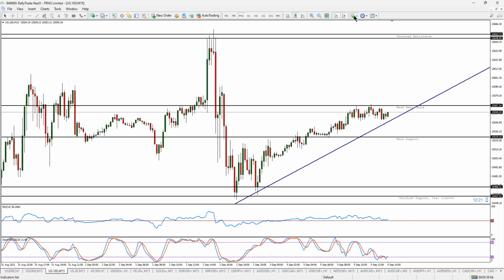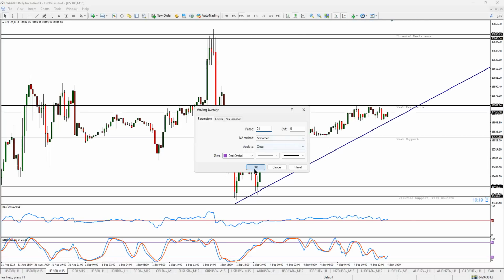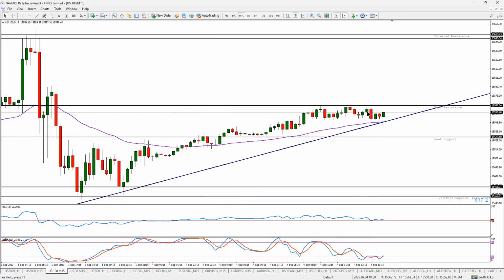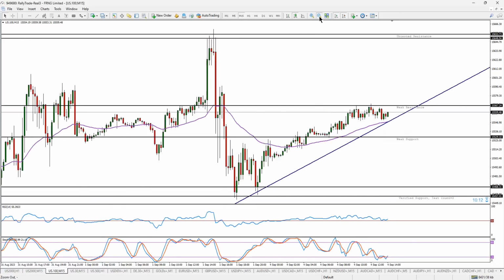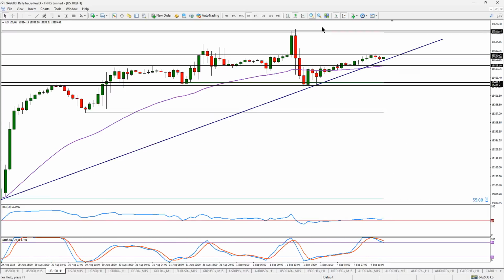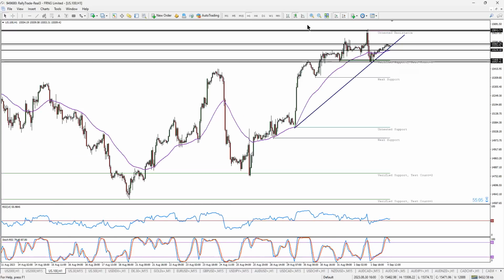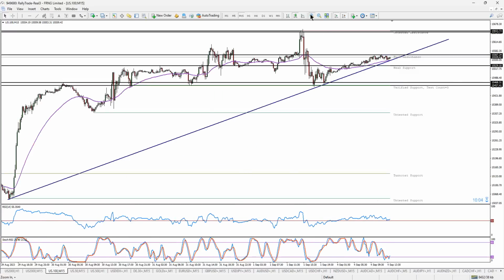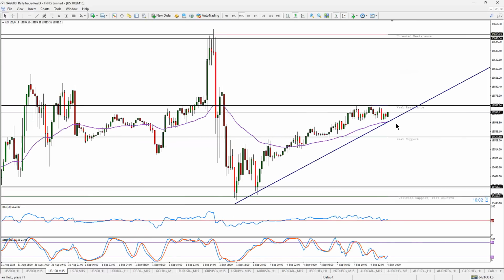Okay, now let me add my moving average as well. Can you see my moving average? See how it is resting on this trend line. It is possible that this thing might go below it. Right now, it is good for us that these candles are above. And look at, your RSI is above 50. The stochastic RSI is also crossing upwards.